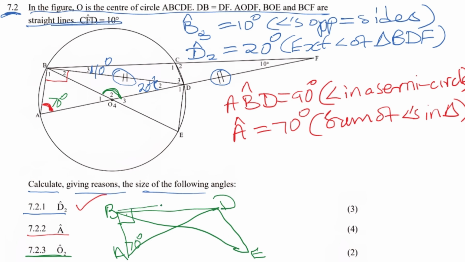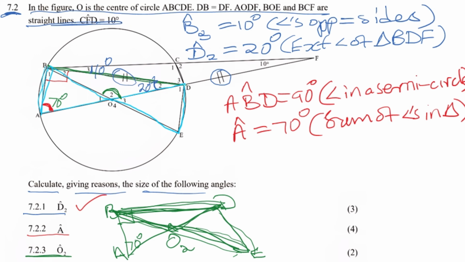So this line BD subtends or creates angle A, and it also subtends angle E. These two angles are at the circumference. But the very same line also subtends angle O2. Angle O2 is at the center there. So let me go back and show you on the diagram. This line there subtends this angle, and it also subtends this angle. So this one is also equal to 70 degrees.